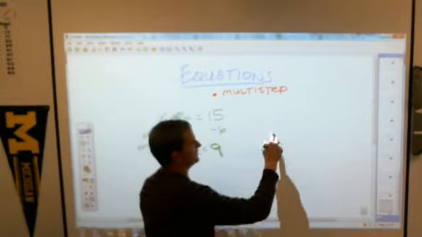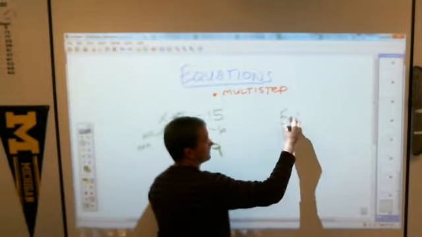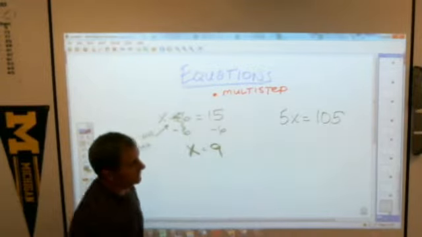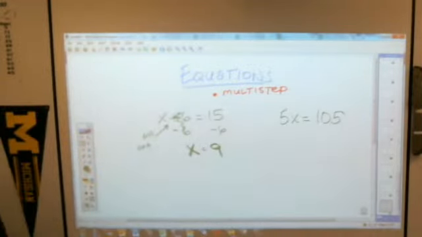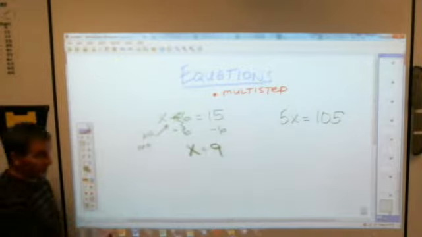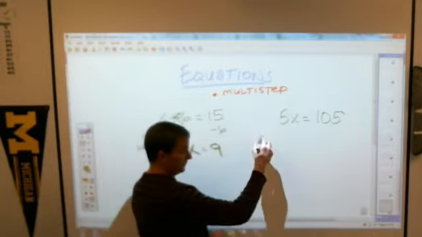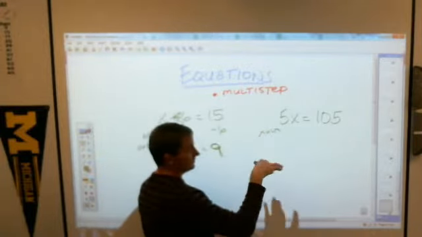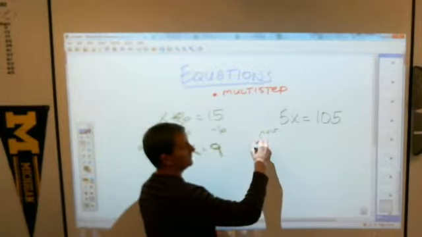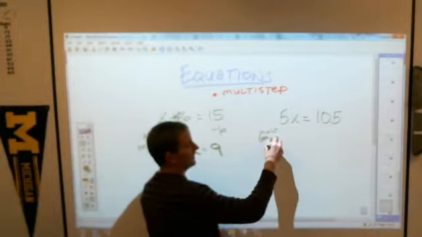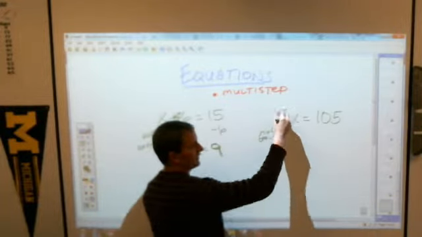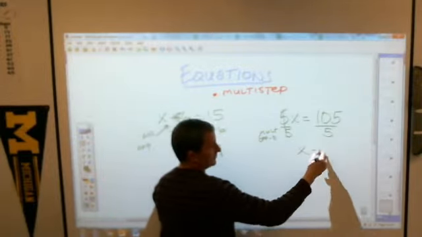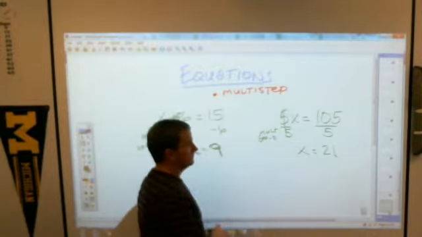Or if it was this, 5x equals 105. What type of equation is that? Multiplication, 5 times x. How do I solve a multiplication one? Anybody, just chime in there anytime you feel like it. Yeah, you're going to divide. Do the opposite of that, which is divide. You're going to divide by 5. Which means x is going to equal 21, right?